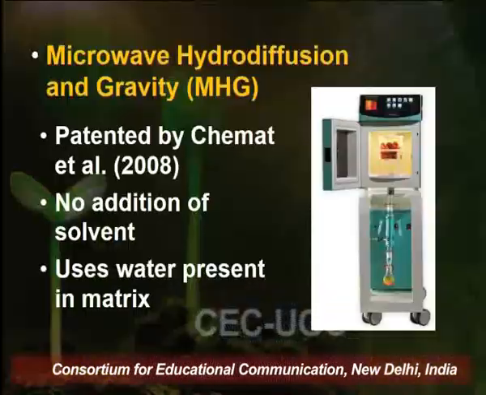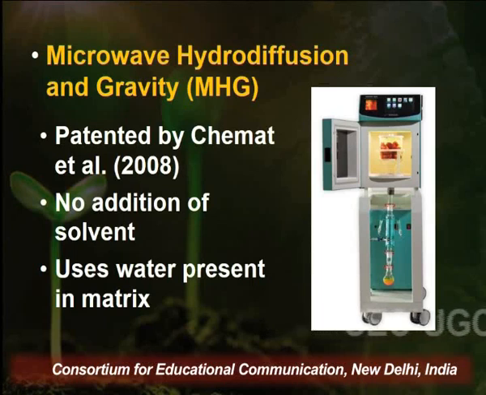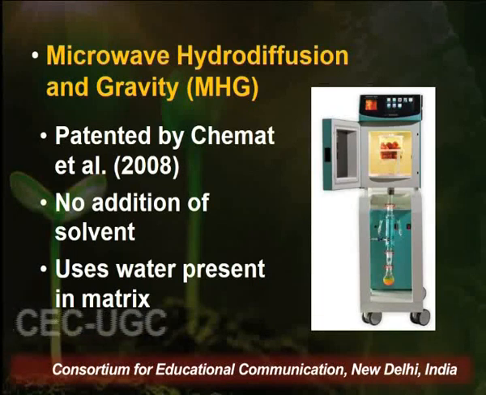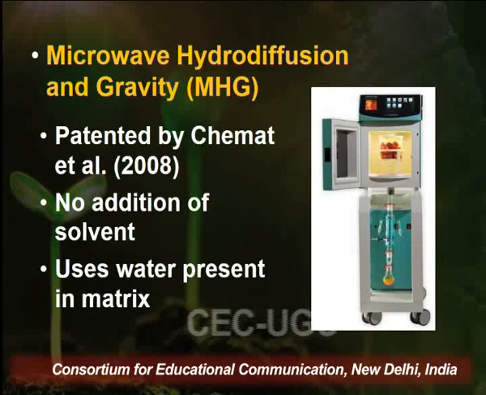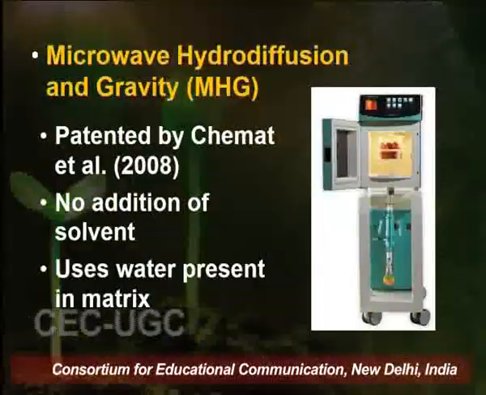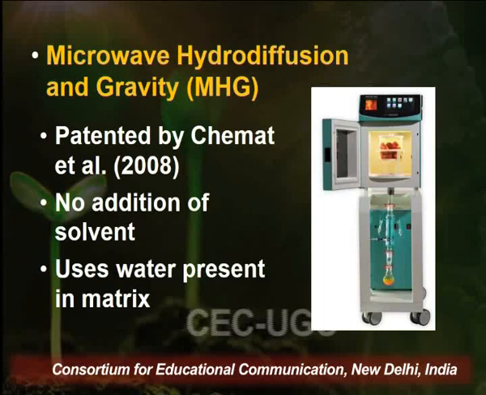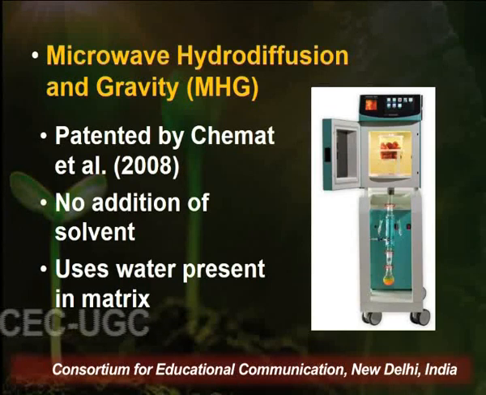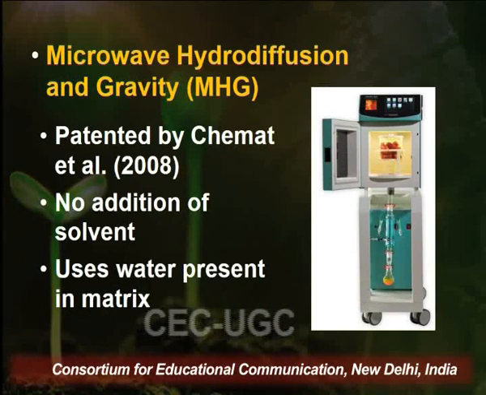Next modification is the microwave hydrodiffusion and gravity. Now this is just the opposite of the distillation techniques which we have seen. Here the sample is placed above the cooling system, and as you can see in the diagram, the drug material is exposed to the microwave radiations, and by virtue of gravity, the water vapors and the volatile vapors move towards the condenser, which is below the extraction chamber, and they get condensed.